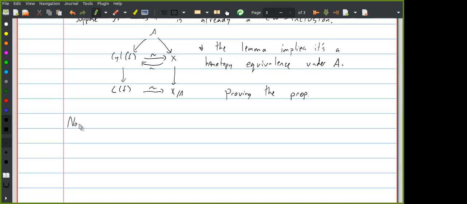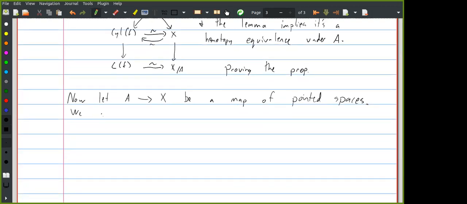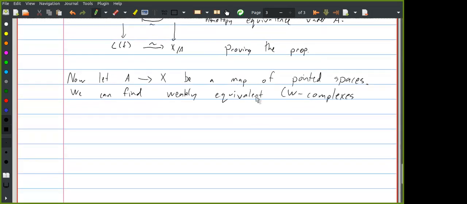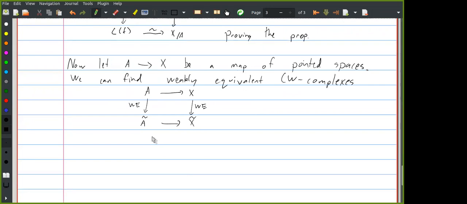So now let's say that we have an arbitrary map of spaces, where by spaces I mean compactly generated weak Hausdorff spaces. And by arbitrary, I mean pointed. So we can find weakly equivalent CW complexes, let's say A tilde and X tilde, in such a way that this diagram commutes. So both of these maps are supposed to be weak equivalences, and we have a map between the CW complexes which makes everything commute. This is a version of CW approximation.